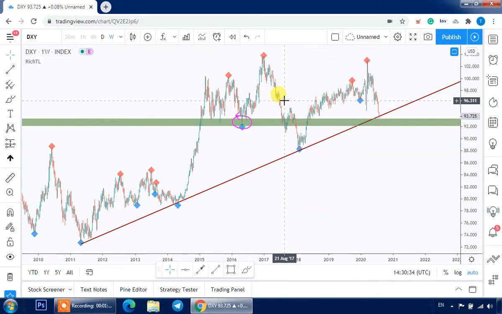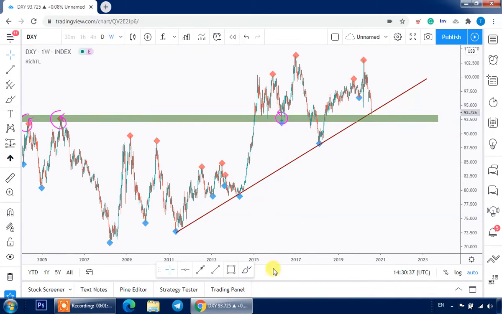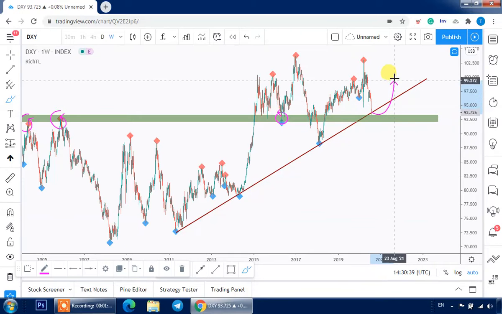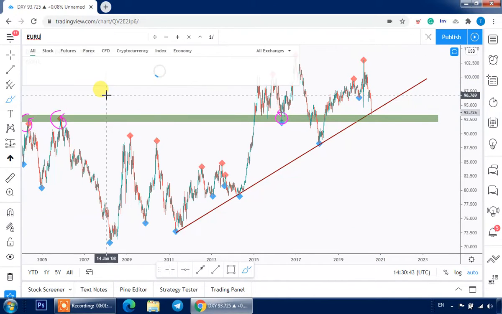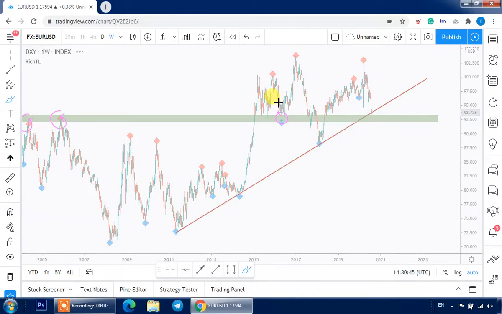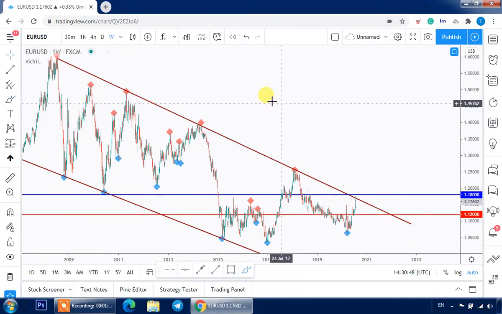That's why we would be looking for objective buy setups. We would be expecting a bullish movement on the DXY. For now, let's go to EURUSD and let's see what do we have.